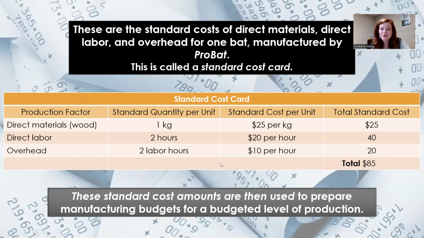But we know that a lot of bats are that expensive. And so if the cost of this is $85, we would actually be selling it for hopefully, I don't know, 120 or something like that. So that's how we prepare the budget.